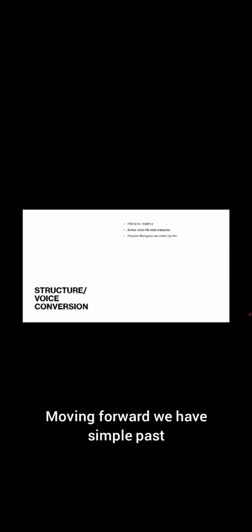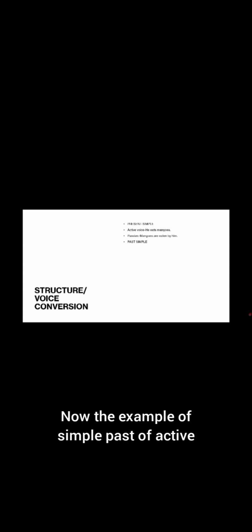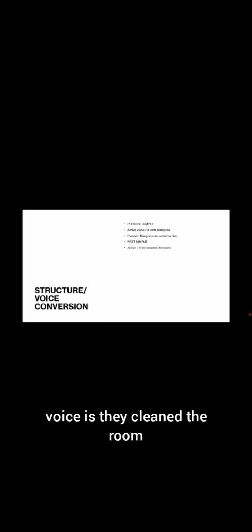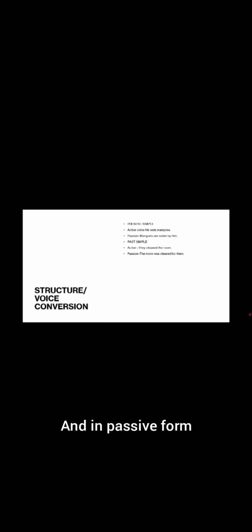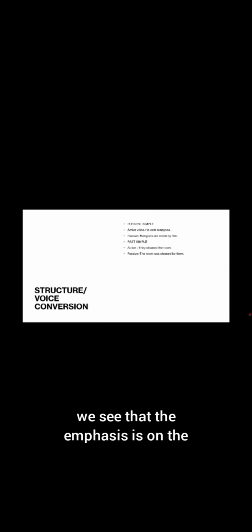Moving forward, we have simple past. The example of simple past in active voice is they cleaned the room, and its passive form will be the room was cleaned by them. So we can clearly see that in active the emphasis is on the subject, and in passive form the emphasis is on the object.